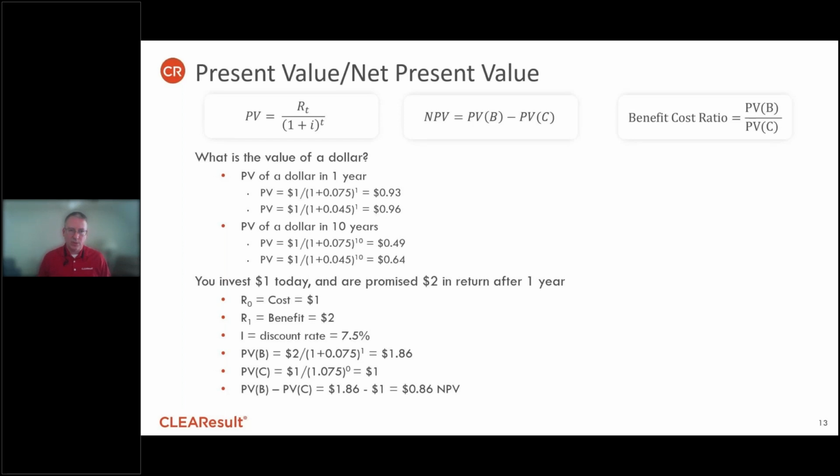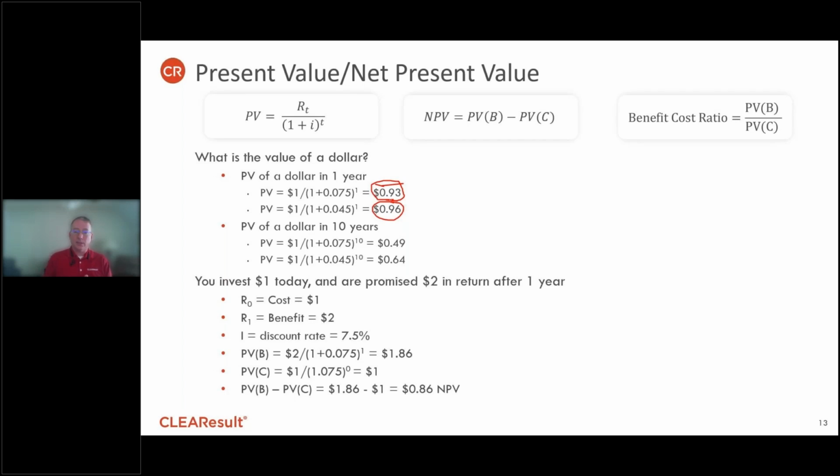So just as an example, the present value of a dollar in a year at 7.5% is 93 cents. The present value at the old discount rate is 96 cents, right? So at a 7.5% cost of capital, the value of a dollar in a year is 93 cents. At a 4.5% discount rate, it's 96 cents. That's 3% different in rate, 3 cents difference in a dollar. That kind of makes sense.